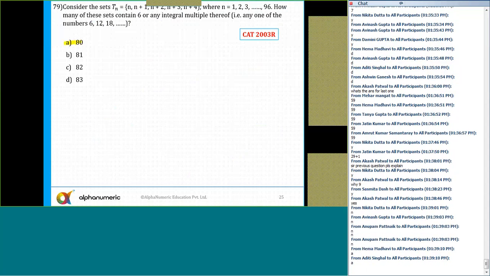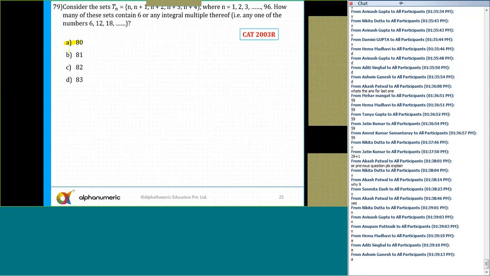That's right. It said it's a group of 5 consecutive numbers. Yes or no? So if I'm talking about T1, the elements are 1, 2, 3, 4, 5. In set T2, the elements are 2, 3, 4, 5 and 6. In set T3, that is 3, 4, 5, 6 and 7.